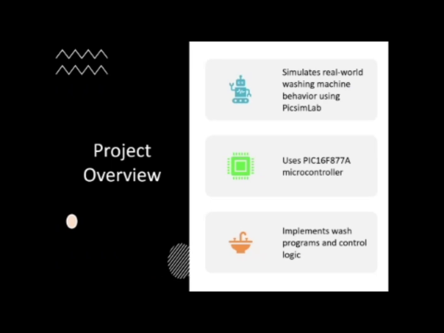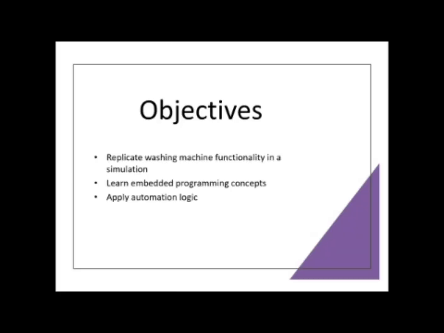The overview and goal of this project was to simulate the functions of a washing machine using the Picsimlab simulator. It uses a PIC16F877A microcontroller to control the washing program's water levels and washing functions. This helped me to learn embedded programming while working with a realistic simulated environment. My key objectives were to replicate real-world washing machine operations in a simulation, to learn microcontroller-based programming in embedded C, and to understand how to manage user inputs and outputs for an appliance.